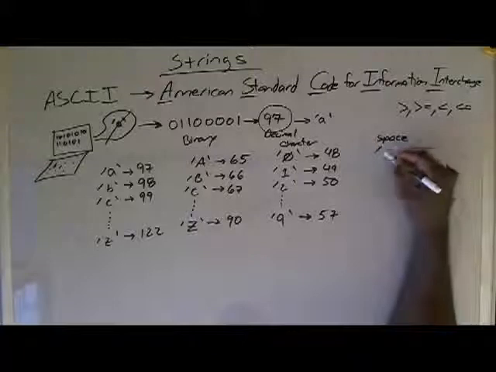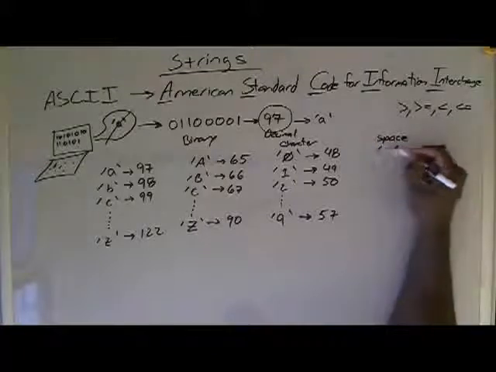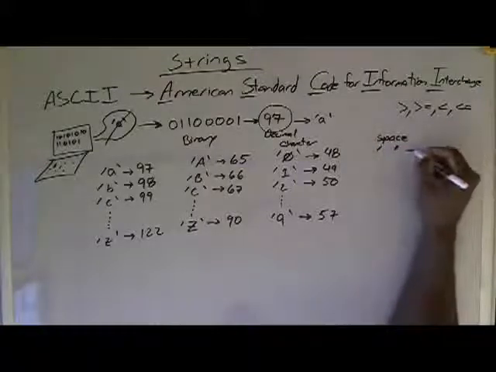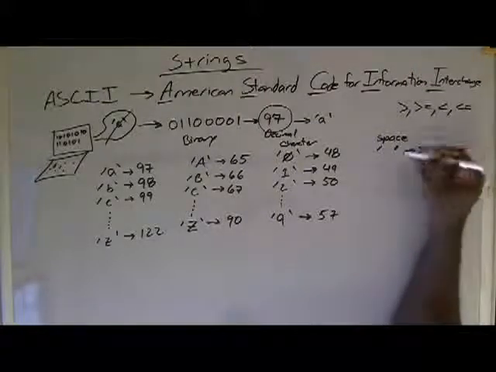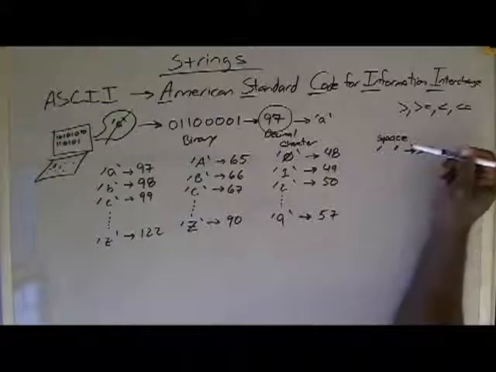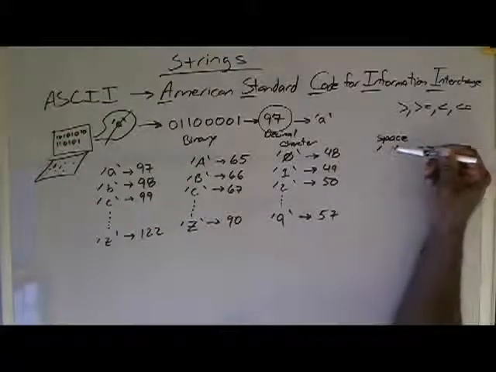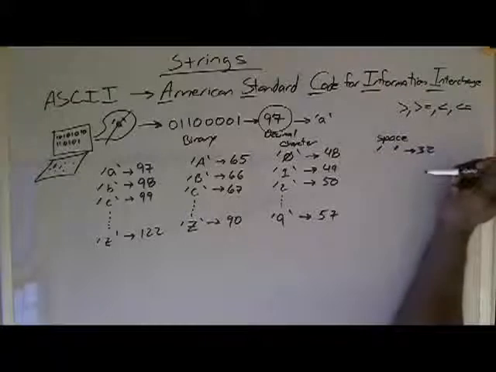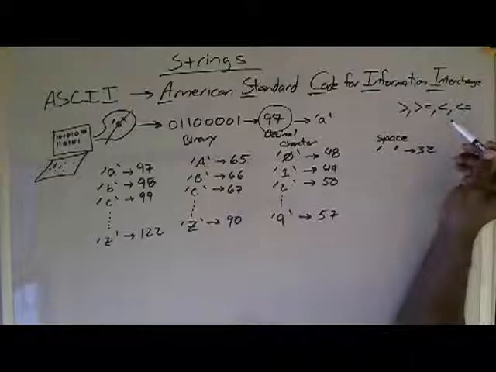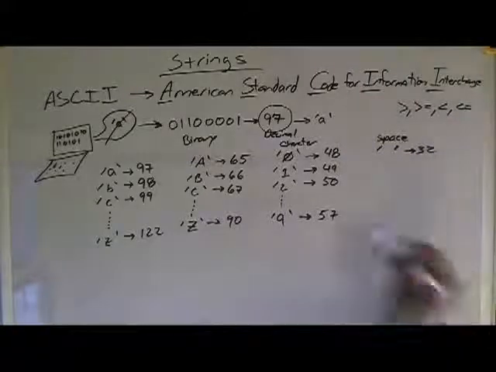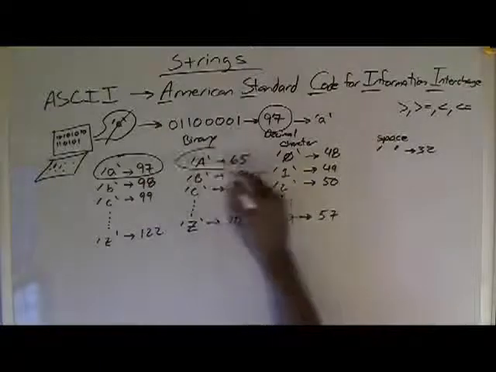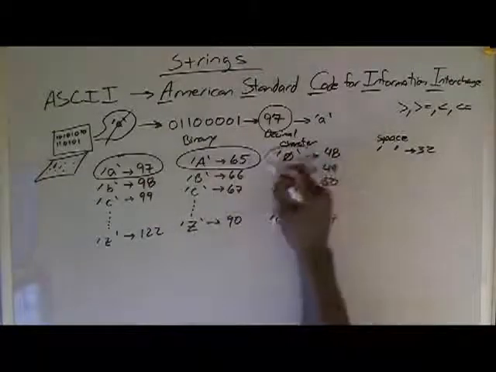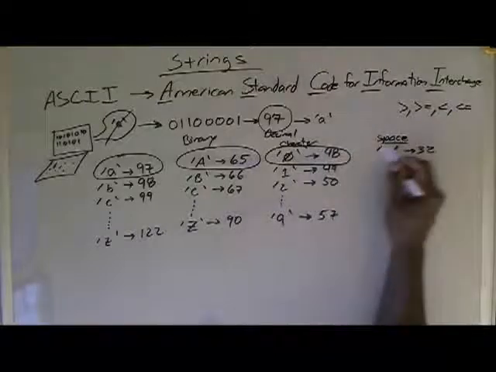I'll represent the space character with two single quotes spread far apart. That's ASCII code. This is a character, although you can't see it, you see its effect. It is ASCII code 32. So the space character is actually ASCII code 32. Okay, so the ones that I will ask you to know are lowercase a, uppercase A, digit 0, and space.